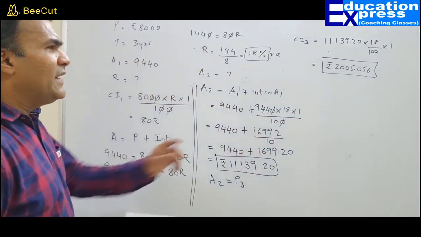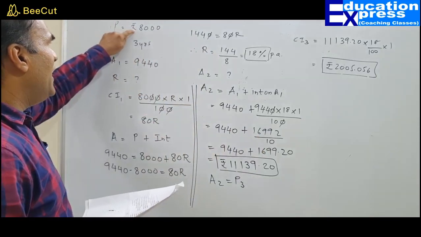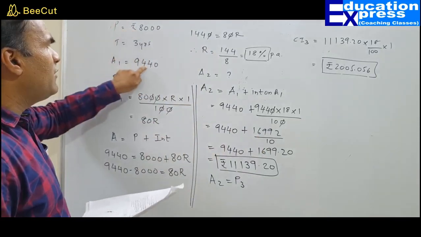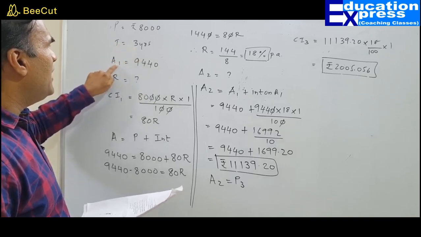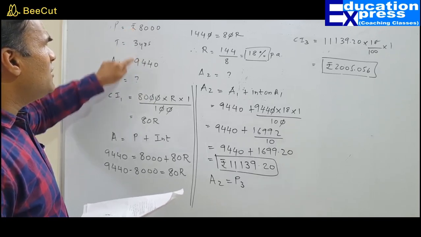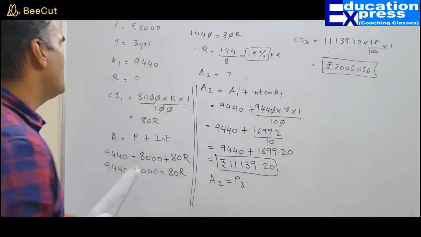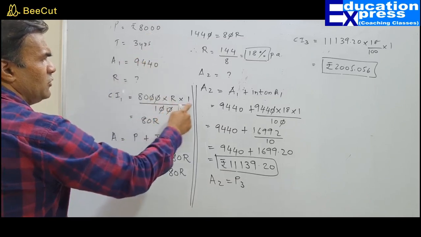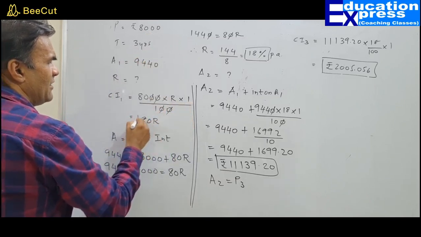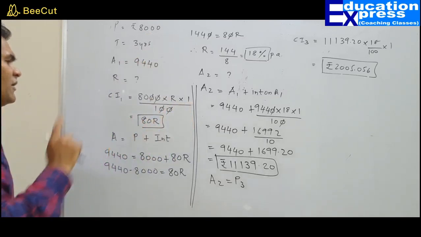So the question was very simple. Mohit invested 8,000. After 1 year, it became 9440. Time period 3 years, but this is the amount at the end of first year. So 8,000 became 9440 in just 1 year. Compound interest for first year: principal 8,000. The rate we don't know. Time 1 year. So 80R is the interest earned in 1 year.